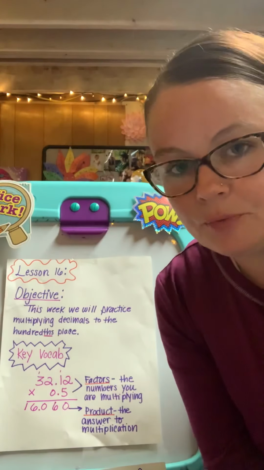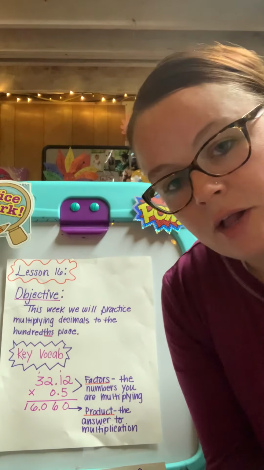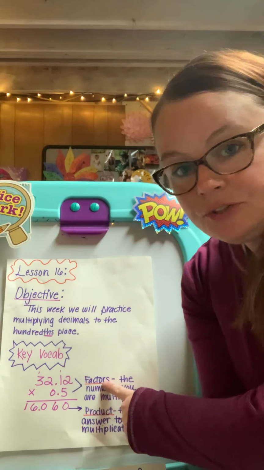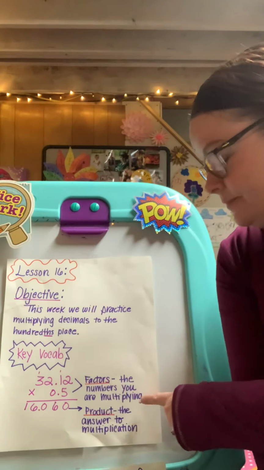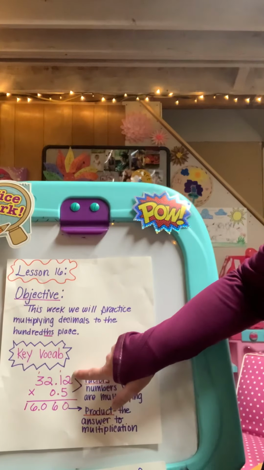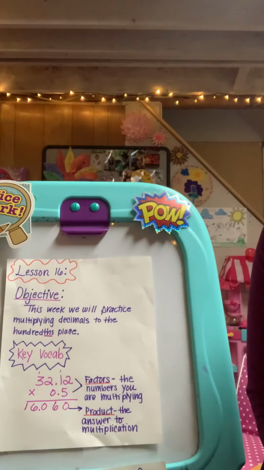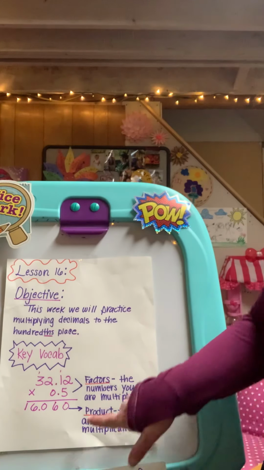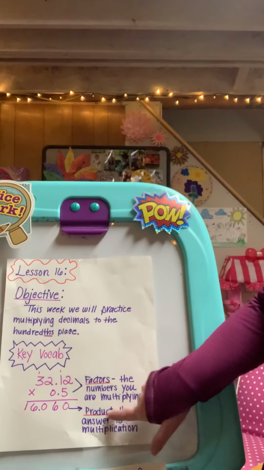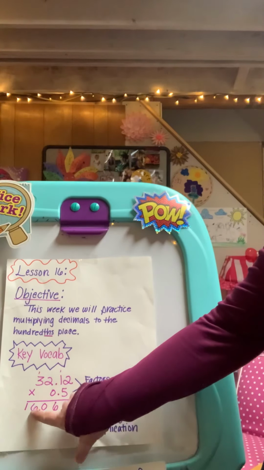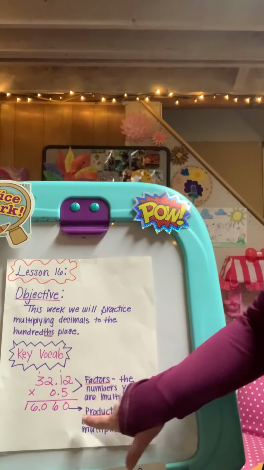There's two main vocab words that I want to review before moving on. The first word is factors. The factors are the numbers that you multiply. So in this problem here, these two numbers are called my factors. I am multiplying them. Now the product is the answer in multiplication. So for this problem, my product is 16 and 60 thousandths.